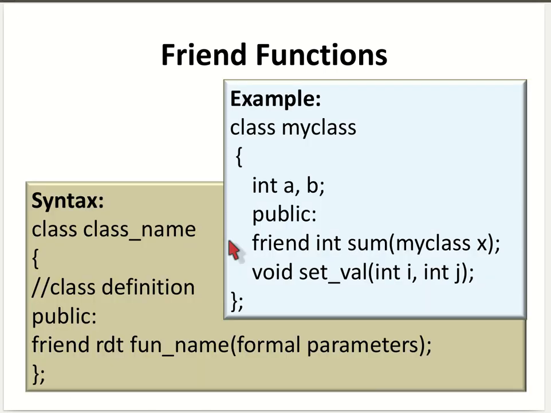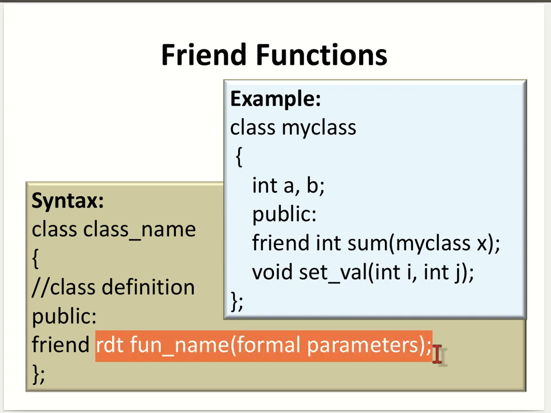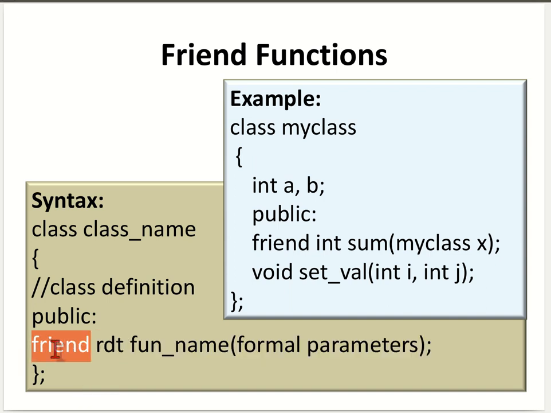So let's look at an example of this. Here in this example you can see the class, and in public, it must be mentioned in public, public friend RDT. This is the return data type. You have to mention the friend keyword. This is the return data type, this is the function name and the formal parameter. This is the prototype of that function name. So this prototype must be present inside the class definition with the keyword friend. So this is an example.